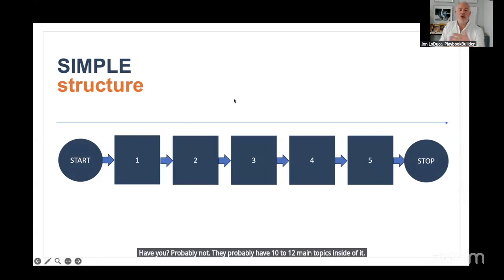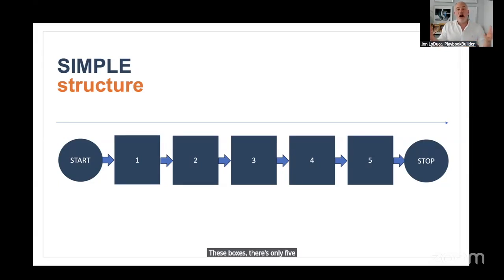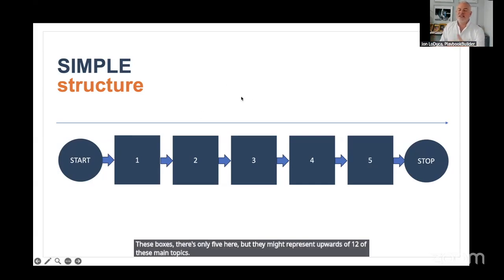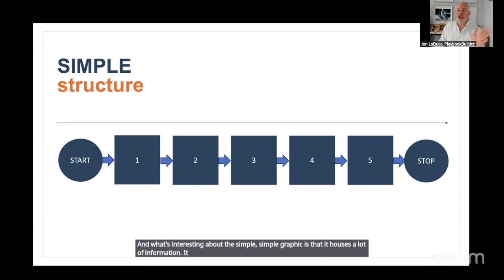That is how we would start together. We would say, let's lay out the milestones, the chapters, you call them whatever you want. These boxes, there's only 5 here, but they might represent upwards of 12 of these main topics. And what's interesting about this simple graphic is that it houses a lot of information. It's a very elegant way to showcase actually a fair amount of heavy lifting when it comes to critical thinking.